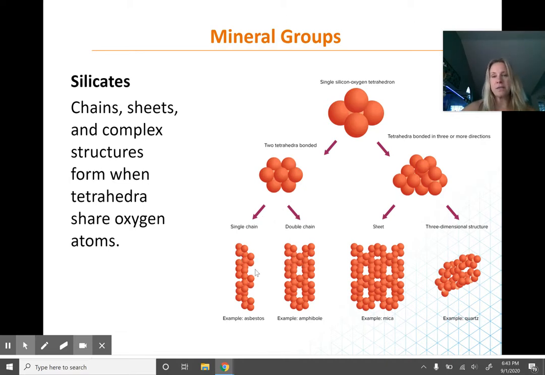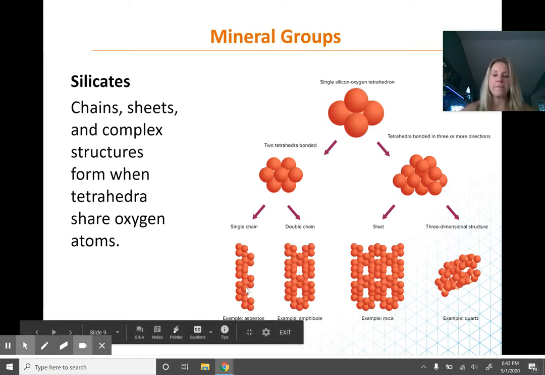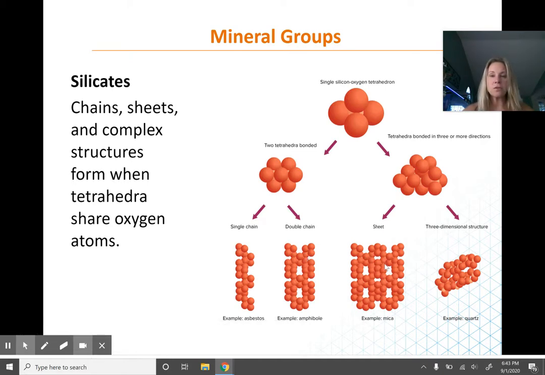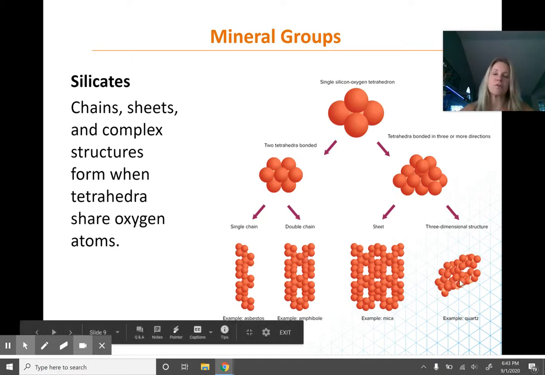So we've got examples they give you: asbestos, that is an example of a single chain; double chain, amphibole, which is a mineral; mica, which is a mineral; and then quartz, which is a mineral. They're all minerals. You guys looked at quartz. We did not look at these three examples at all, but I do have them.